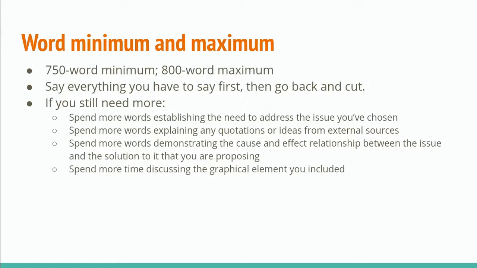Next, I wanted to say a couple of things about word minimum and maximum. In case you hadn't already noticed, this is the first project we've had where there's a very specific word range, or range of acceptable numbers of words. That is a 750 word minimum and an 800 word maximum. That's because with this essay project, I want to stress the idea that you say what you have to say first and then go back and cut everything else. The goal of good, clear academic writing is to say as much as possible in as few words as possible.